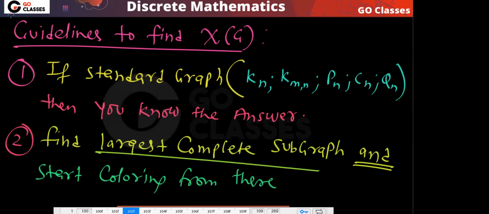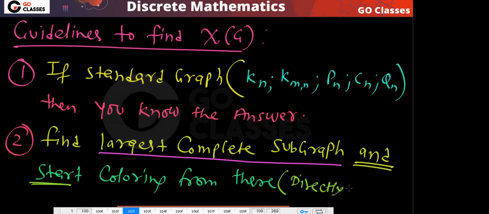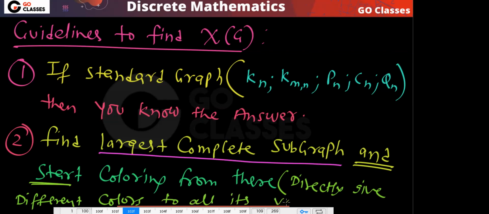Find the largest complete subgraph, and then what you do? You start your coloring procedure from the largest complete subgraph. You directly give different colors to all its vertices. Okay, so this is the idea.